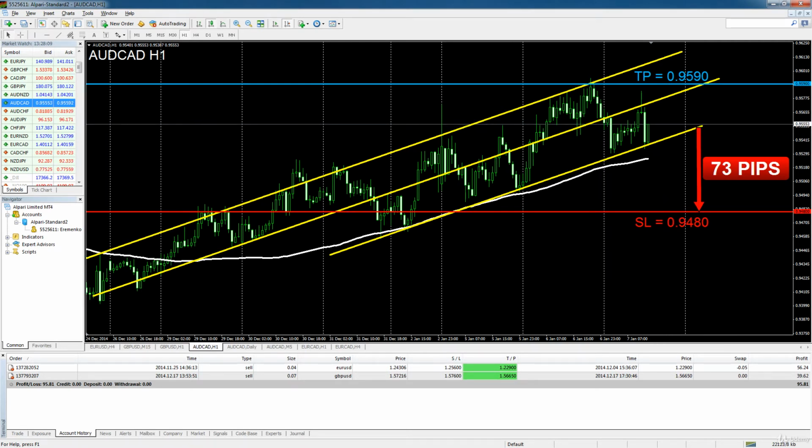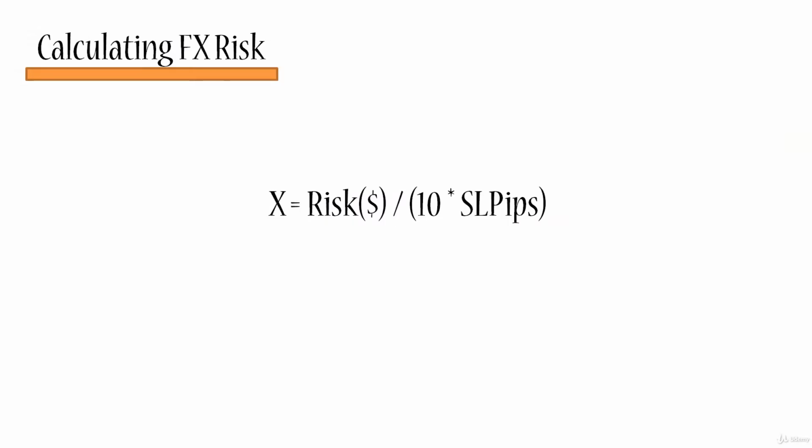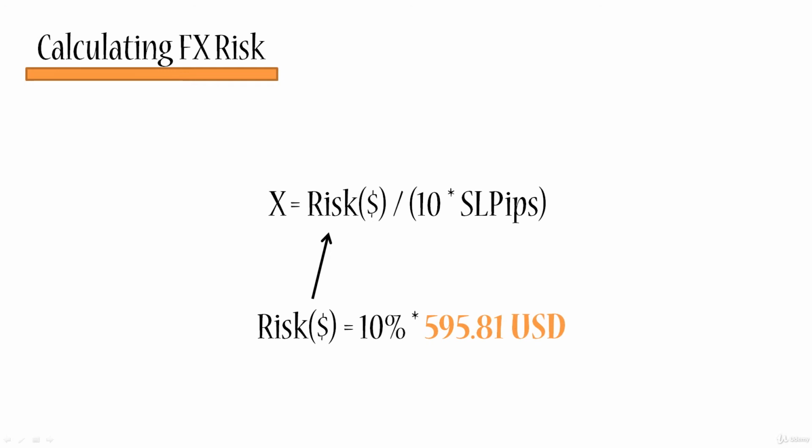So I'll just bring up the slides that we're familiar with. We need to take the risk in dollar terms and divide by 10 times stop loss in pips. So in our case, we want the risk in dollar terms to be approximately 10% of the balance, and that's because we're taking a very short trade. We're not going to ask for a big movement, and it is quite a good signal, even though it is in the counter trend movement, but at the same time, we are headed towards the top of that channel. So 10% of 595.81 is approximately $60.